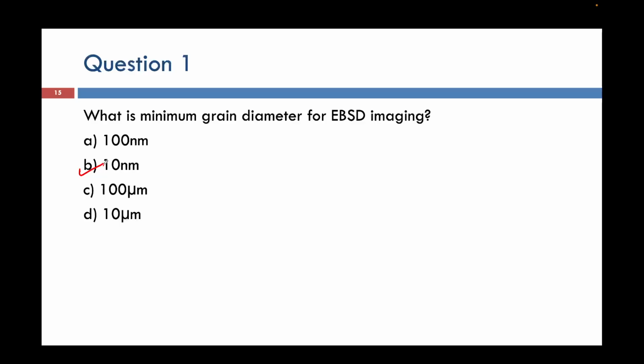The resolution varies actually, it is not exactly 10 nanometer. It is sometimes 10 to 30 nanometer, and in certain cases it can go up to 100 nanometer. If you use a very good FESEM with a FEG source and do the EBSD imaging, then the minimum diameter we will be able to resolve is 10 nanometer.